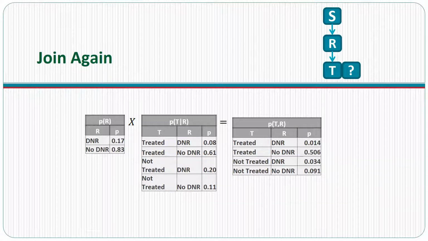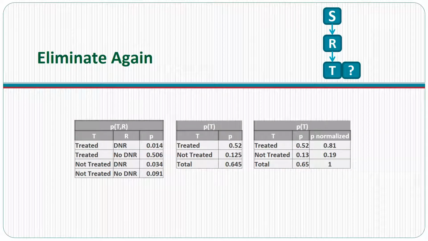For our next step, we join our new table with the conditional probability of treatment given the DNR. We are joining the two tables on the shared variables across the two tables. In this case, the two tables share the DNR choice. As before, the shared feature across the two tables is used to multiply the related probabilities. Since we are interested in the probability of treatment, then we can eliminate the DNR variable by summing across it.